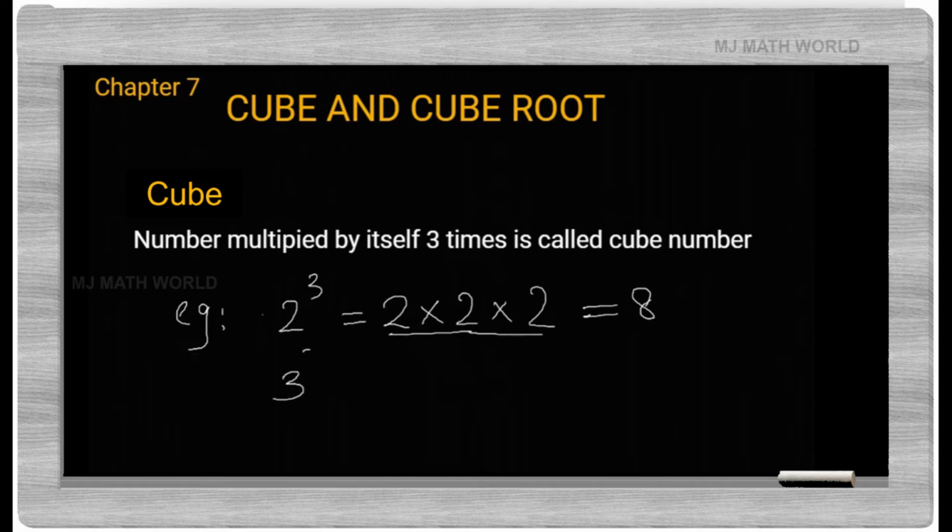Another example, 3 raised to 3, which is equal to 3 into 3 into 3. 3 into 3 is 9, 9 into 3 is 27. 3 cube is equal to 27, 2 cube is equal to 8.